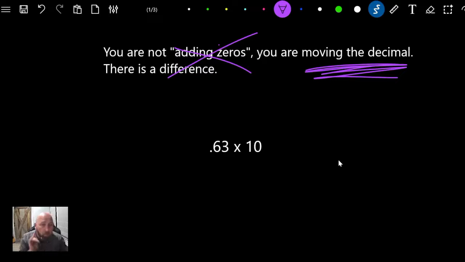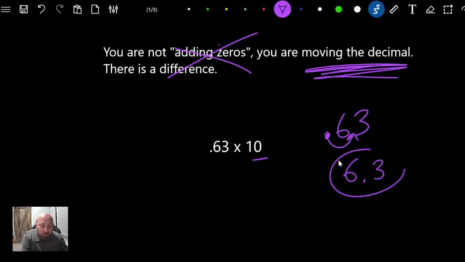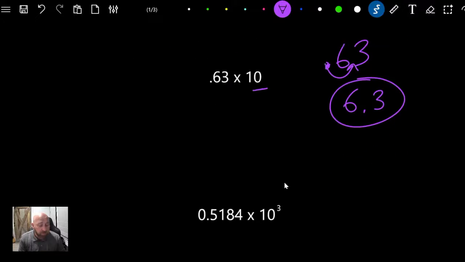Remember, when we multiply, we move the decimal to the right. So we would have 0.63. We have 1 zero. So we need to move the decimal point one place. So we would get 6.3. We're not adding a 0. We're moving the decimal. Very important to understand the difference right there.